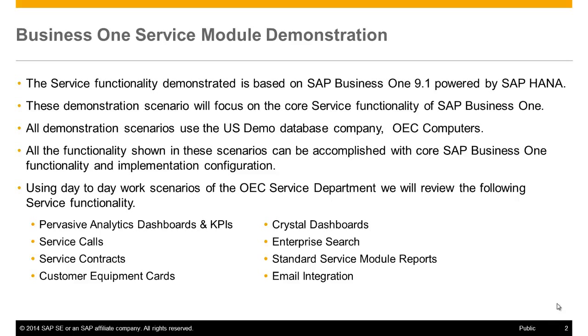We will demonstrate these service scenarios using the SAP Business One United States and Puerto Rican localization and our demo database company, OEC Computers. In the following two role-based scenarios, we will review the following Business One service module functionality: pervasive analytics dashboards and KPIs, or key performance indicators, Crystal dashboards, service call functionality, enterprise search, service contracts, standard service module reports, customer equipment cards.